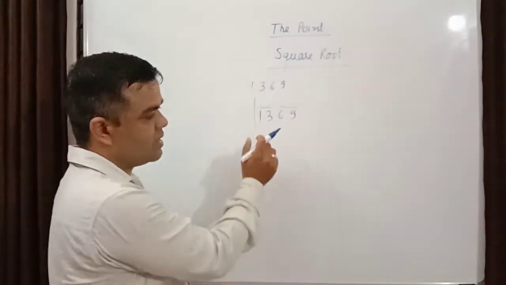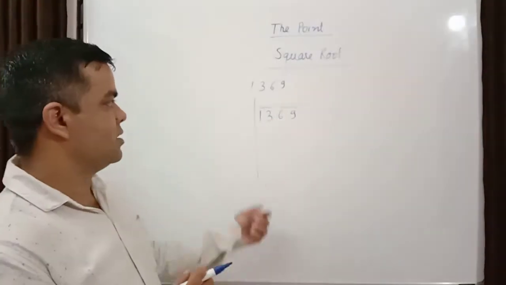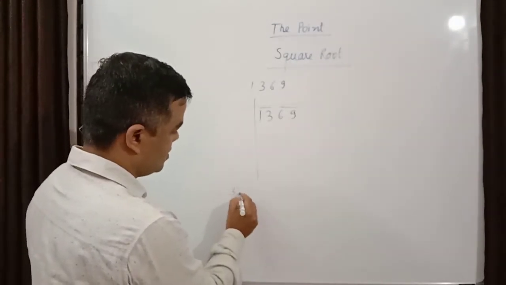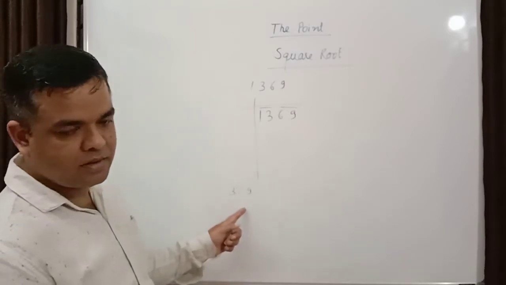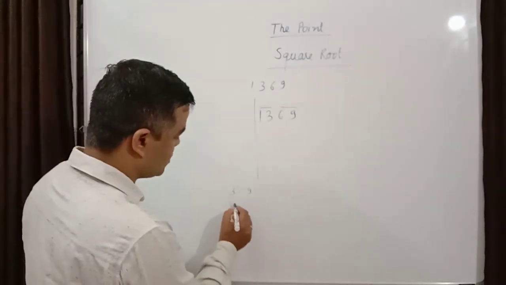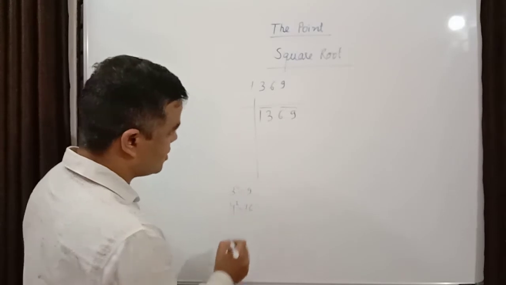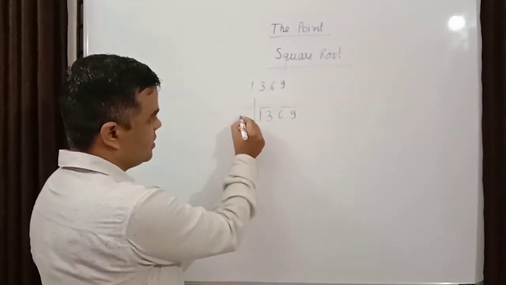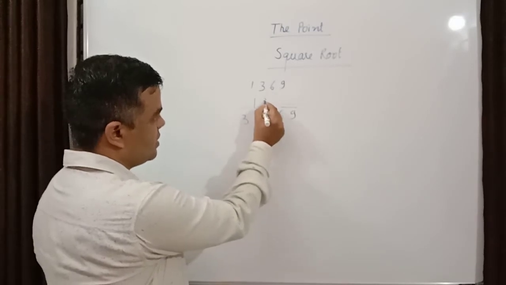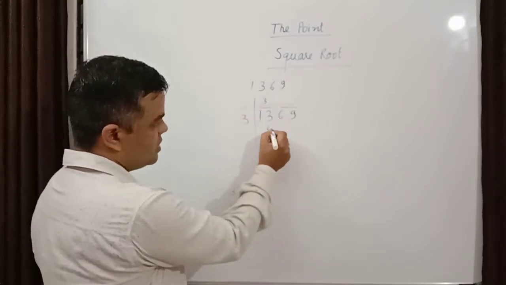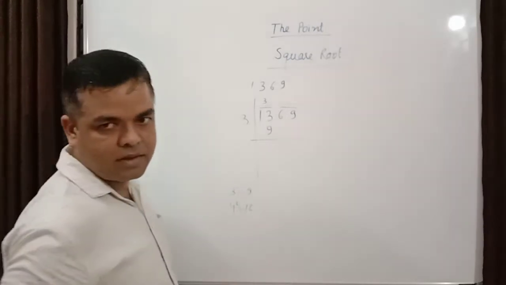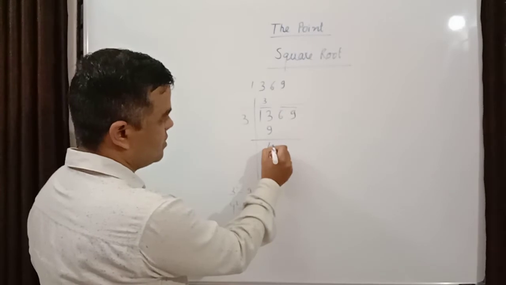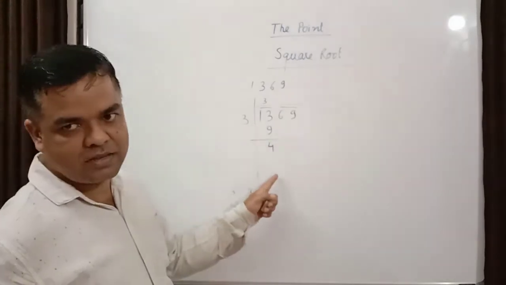What is the nearest square value to 13? 3 square is 9, 4 square is 16. So 16 is more, and you have to take 3. Write 3 here and up, and 3 square is 9. Clear up to this? Now subtract. 13 minus 9 is 4 remaining.